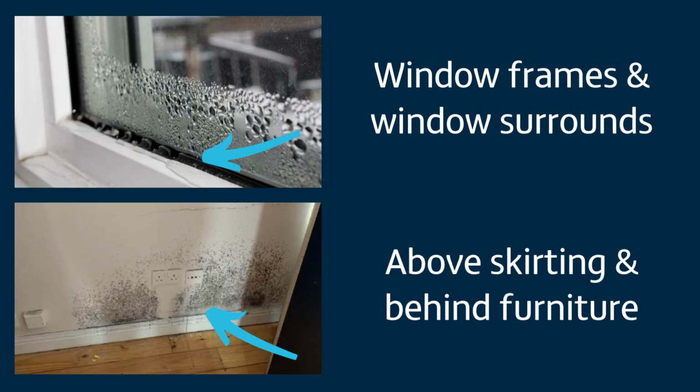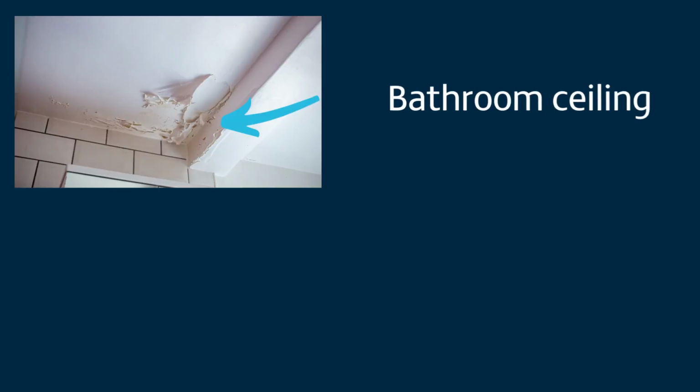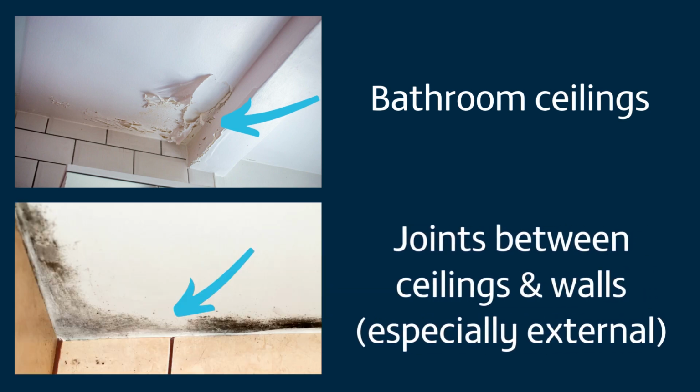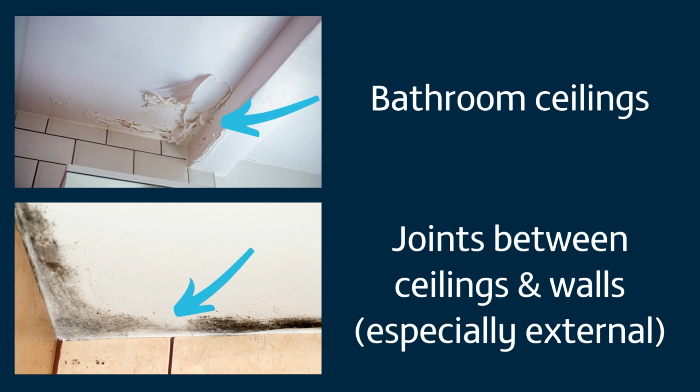Other areas where we often see condensation are window frames and window surrounds, above skirting boards and behind furniture where there's little to no airflow. Also, on bathroom ceilings where condensation is really common as it tends to be a high humidity environment. And finally, in spaces where walls and ceilings meet, especially external walls, which tend to be colder to the touch.